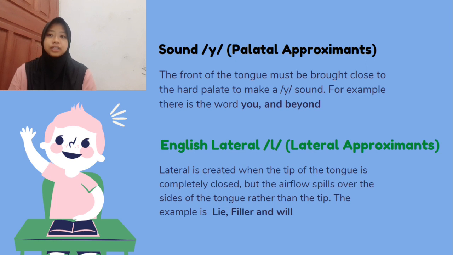In addition, there are also English lateral approximants, when the alveolar approximant refers to the sound l. Lateral is created when the tip of the tongue is completely closed but the airflow spills over the side of the tongue rather than the tip. The examples are when we say lie, filler, and wheel.